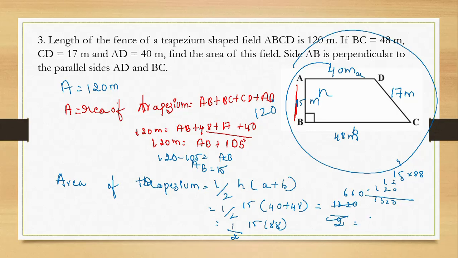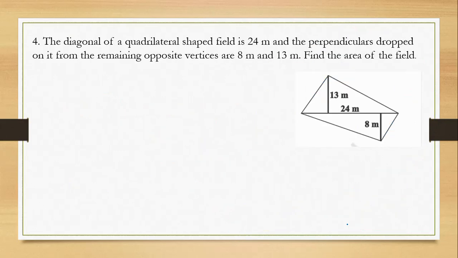So the answer is 660 meter square. So 660 meter square is the area of the field. Next we move on to the next question. In this question they given the quadrilateral. The diagonal of the quadrilateral field is 24 meter and the perpendiculars dropped on it from the remaining opposite vertices are 8 meter and 13 meter, and they asked us to find the area.